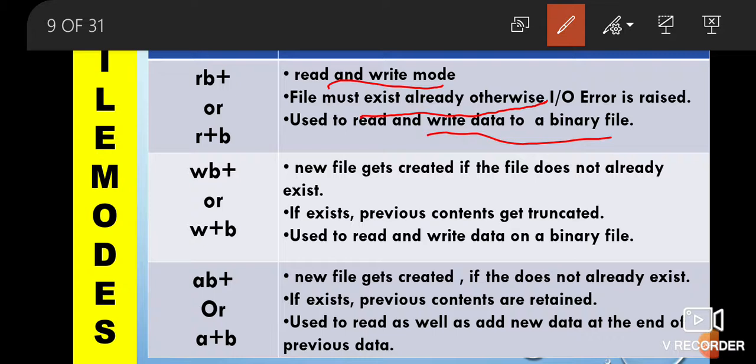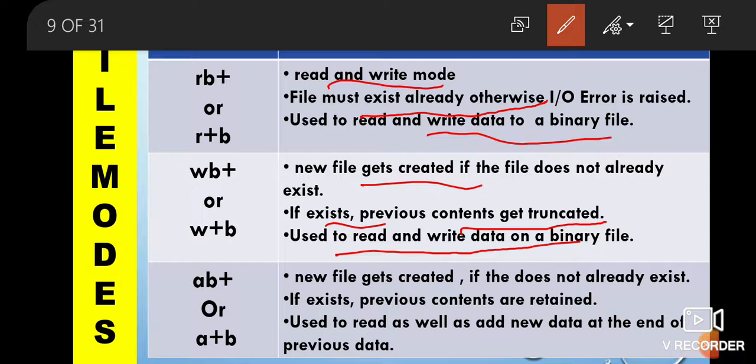Next is WB plus or W plus B. Again you can write it in both of these ways. And what it means, since writing is involved, if your file is not existing, then a new file of this name will get created. Okay, and if the file is existing, then previous contents will get truncated. Right, this is what happens in case of write mode. Then you are allowed to read as well as write with the help of this mode on the binary file.